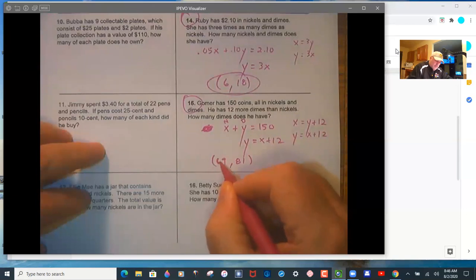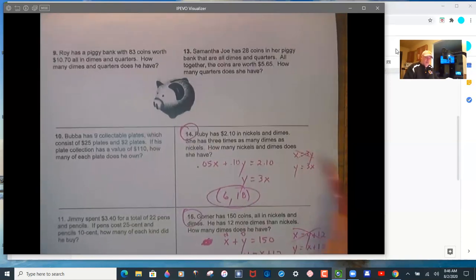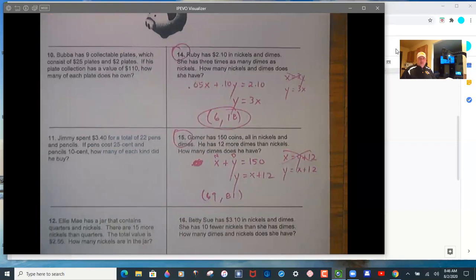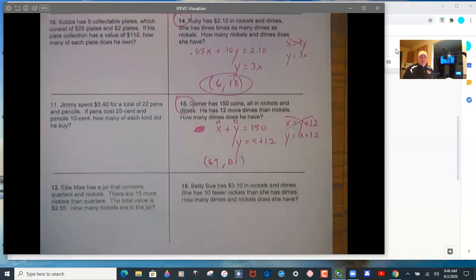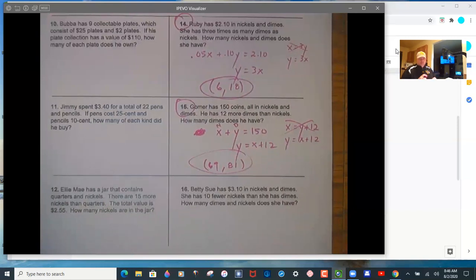And 69 plus 12 is 81. So it just depends on what you, sometimes you got to think a little bit about it. Depends on what you are setting up for x and y to get the right thing, but you do need to definitely identify the variables. All right, so that's your second part of this. You need to do all of them, and you can use technology to get the answer. That is okay.